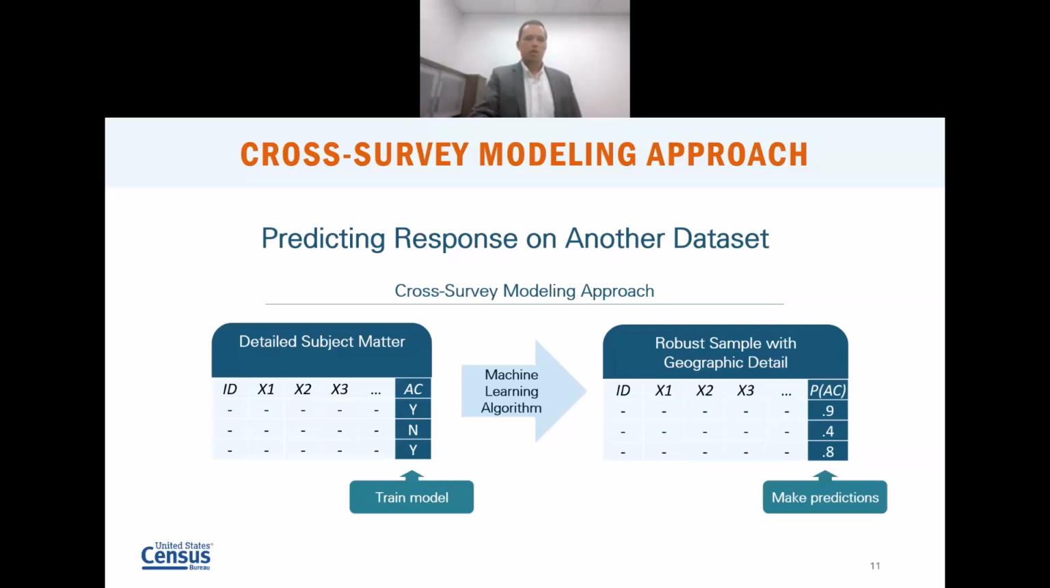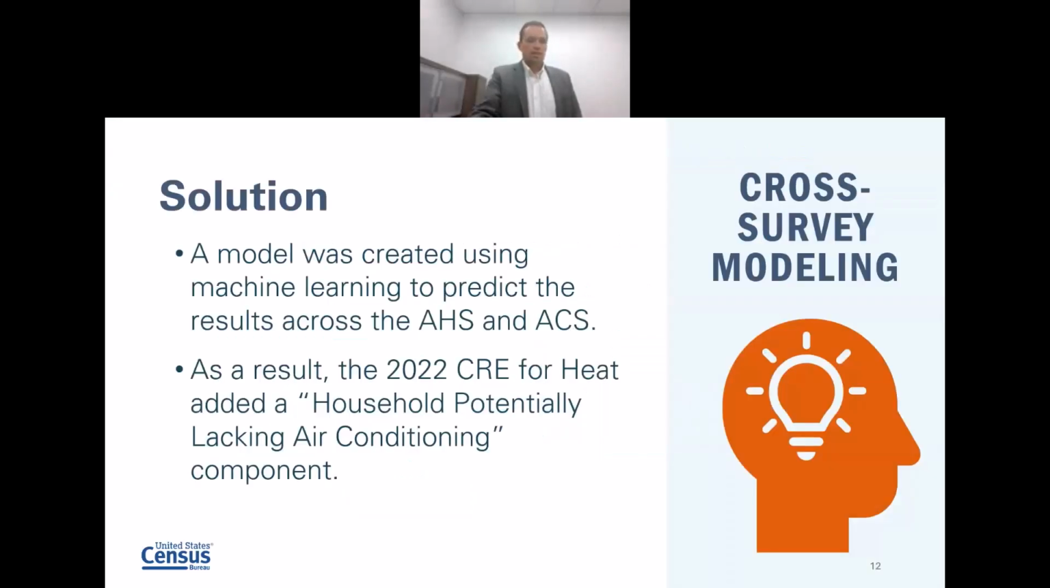And so when we did this, the solution was done. We went ahead and were able to create an algorithm that would predict the results across the American Housing Survey to the American Community Survey. And the latest version of the CRE for heat, which was released in 2024 for the 2022 data year, has this component of households that are potentially lacking air conditioning as a component of social vulnerability.